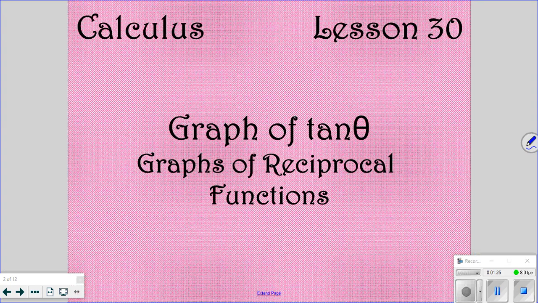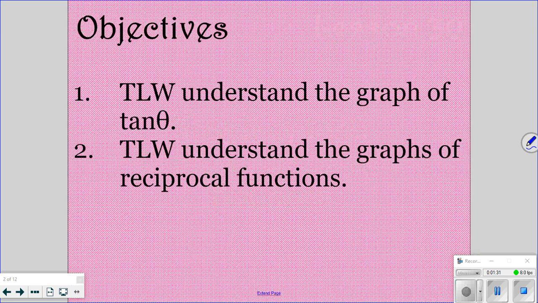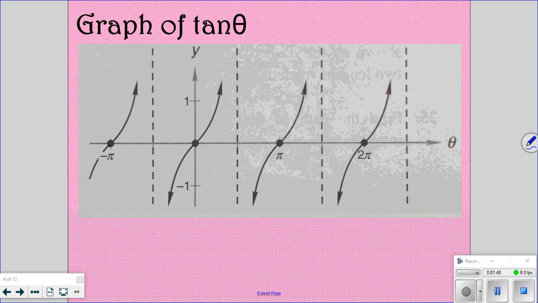Looking at lesson 30 today, we're doing graphs of tangent and then graphs of reciprocal functions. So hopefully you understand the graph of tangent. You should have seen it last year in pre-calculus, so hopefully it'll be a little bit of review. And then we're going to look at graphs of reciprocal functions. You also should have done reciprocal functions last year in pre-calculus, so hopefully those will be review as well.